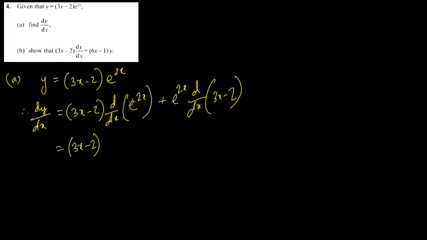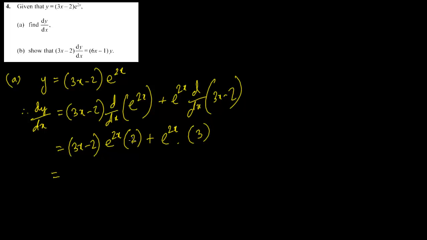Let's find the derivative of e to the power 2x. E to the power anything is the same thing. That's the derivative. And the chain rule: derivative of 2x is 2. Plus the first thing is the same, e to the power 2x. Now the derivative of 3x is 3, minus the derivative of 2 is 0. So it would only be 3.